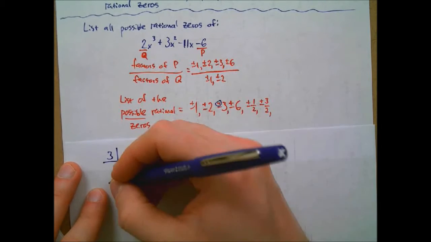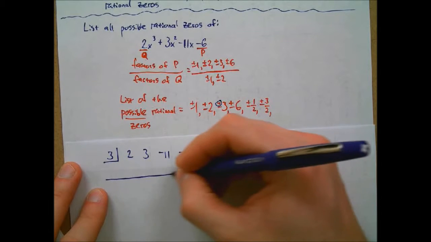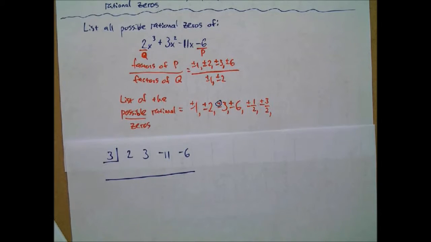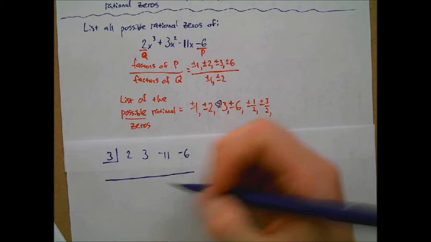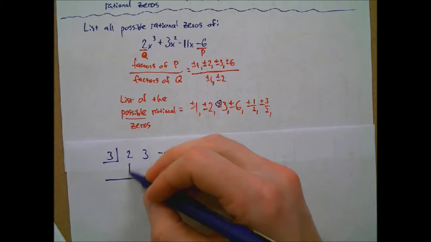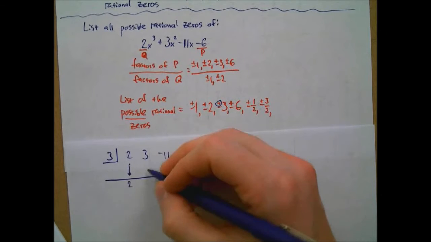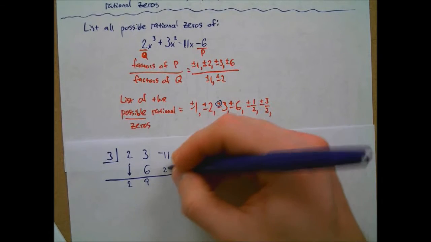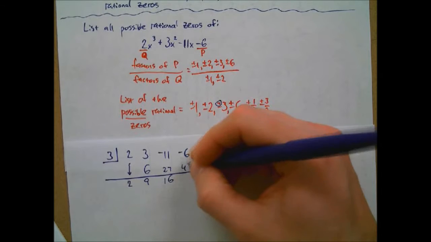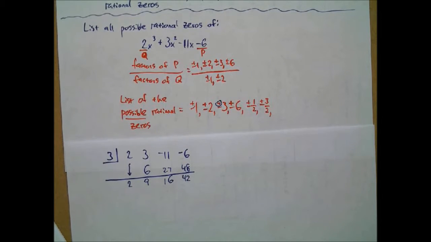Leave a line. We'll drop the 2. 2 times 3 is 6. 6 and 3 makes 9. 9 times 3 is 27. 16 times 3 is 48. 42. Is 3 a rational zero of our polynomial? No. How do we know?